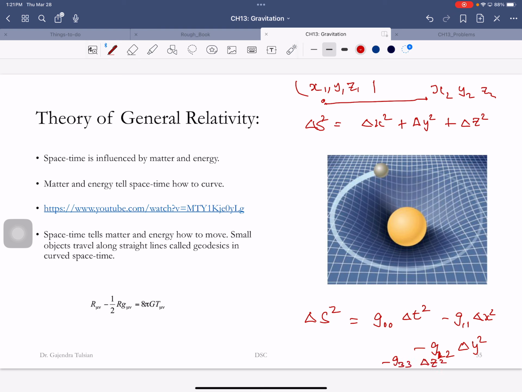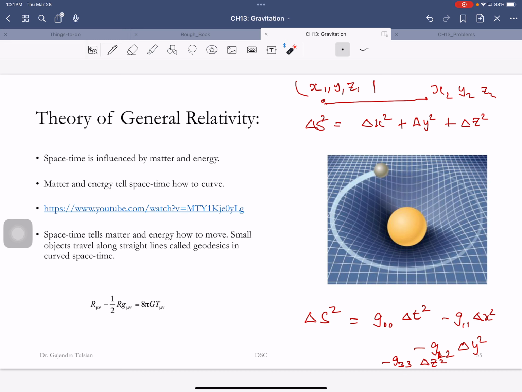Okay. So just this formula got altered like that. That's all. And along this path, this distance is the shortest, and so that's a straight line. So that's how you measure distances.